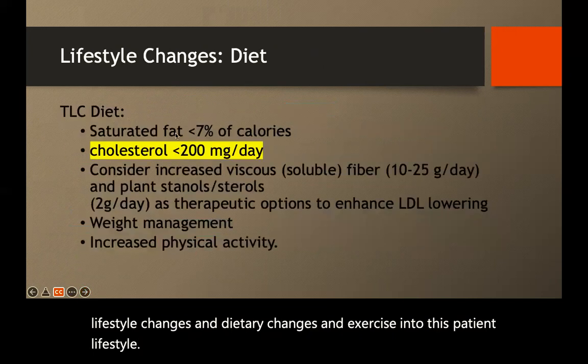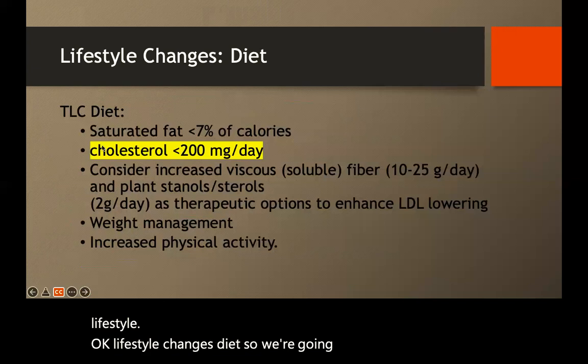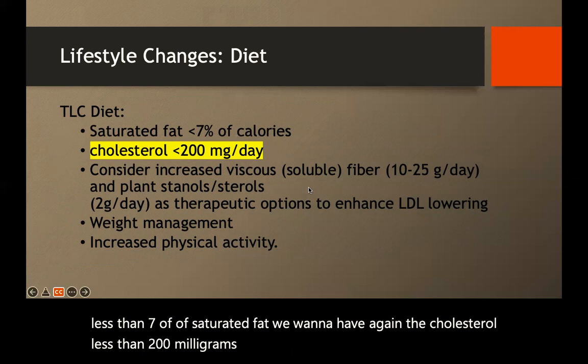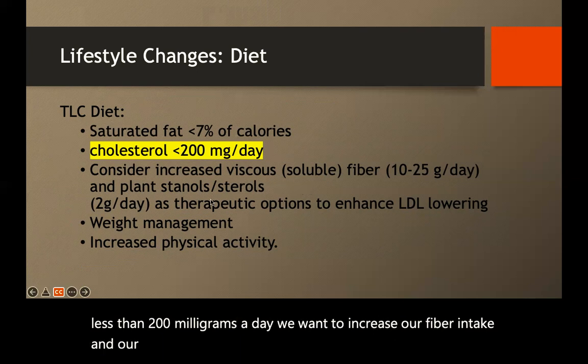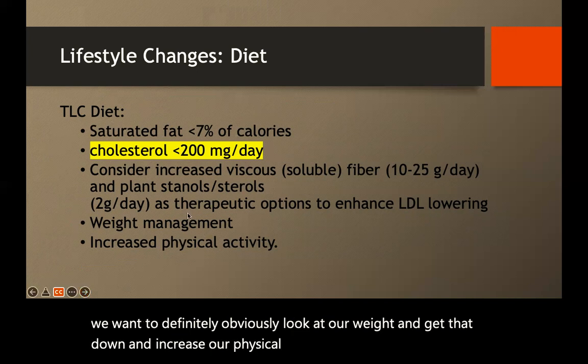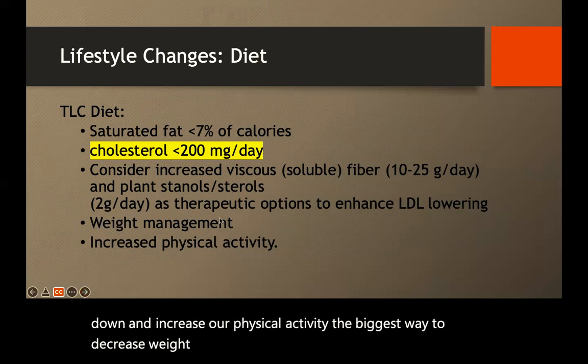Okay, lifestyle changes, diet. So we're going to talk about a diet that is less than 7% of saturated fat. We want to have, again, the cholesterol less than 200 milligrams a day. We want to increase our fiber intake and our plant sources of plant nutrition, so veggies. We want to definitely, obviously, look at our weight and get that down and increase our physical activity. The biggest way to decrease weight is to decrease calories. Decrease calories, increase physical activity.